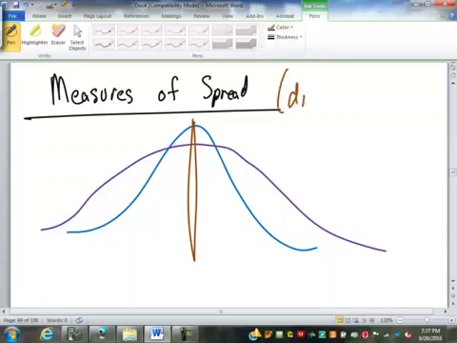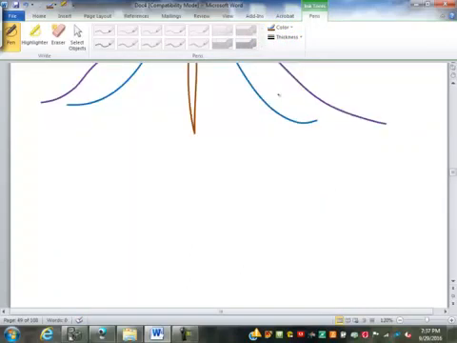The textbook, I believe, sometimes calls this dispersion, by the way. So how do we describe the spread of the data? There are a few different numbers that we can use to describe the spread. One of them is the range.